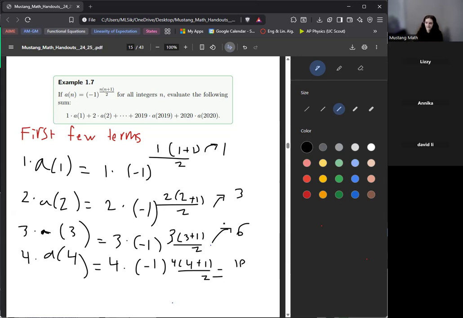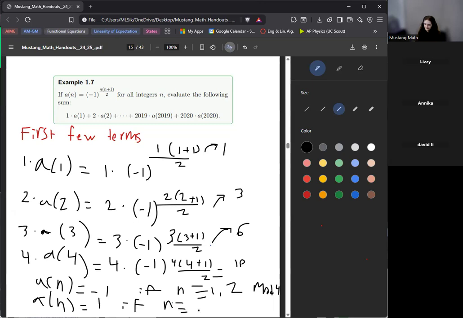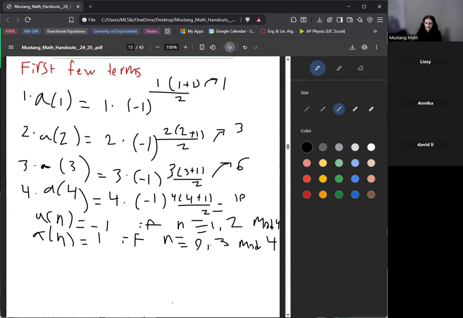If you end up solving these exponents, it looks like a lot of people are getting this one. If you take this mod 4, we know a of n is equal to -1 if n is congruent to 1 or 2 mod 4. In other words, this exponent is going to be odd. Now, a of n is equal to +1 if n is congruent to 0 or 3 mod 4. In other words, it's positive or even. Sorry, I'm going to need to scroll down a little bit.